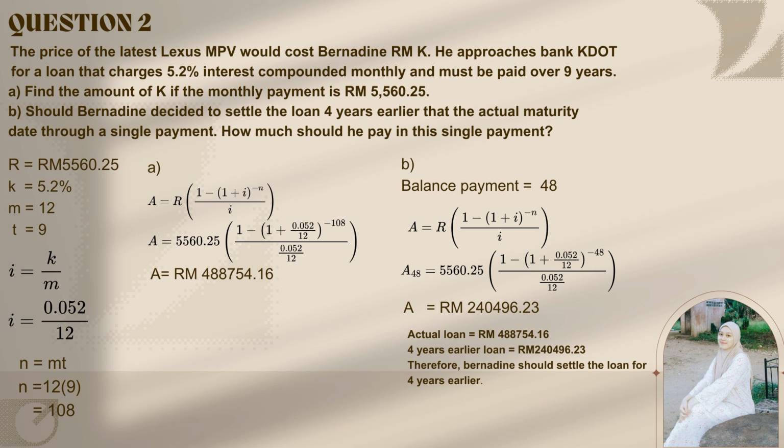is equal to RM24096.23. As the loan settled 4 years earlier is cheaper than the actual loan, Bernardine should settle the loan 4 years earlier.